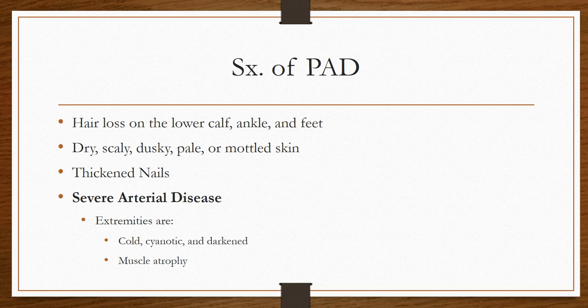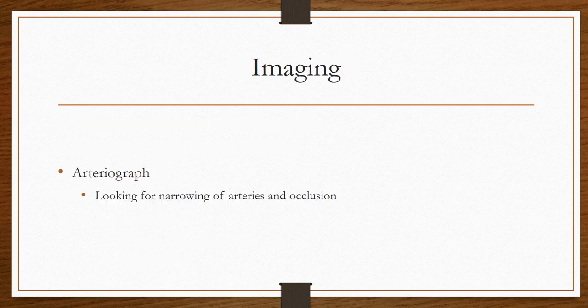Symptoms of peripheral arterial disease are hair loss on the lower calf, ankle, and feet. They tend to be dry, scaly, dusky, pale, and mottled skin because obviously the oxygenated blood is not getting to where it needs to go. And this also will cause thickened nails. In severe arterial disease, extremities are cold, cyanotic, darkened, and there's actually muscle atrophy. So at that point, you're barely getting any circulation at all. Imaging, you're going to do an arteriogram. This is looking for narrowing of the arteries and occlusions.